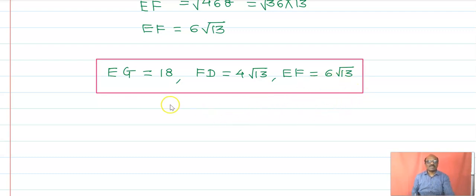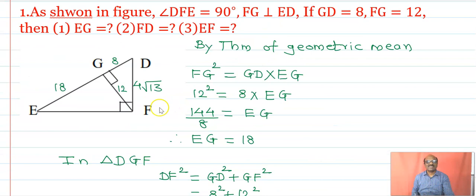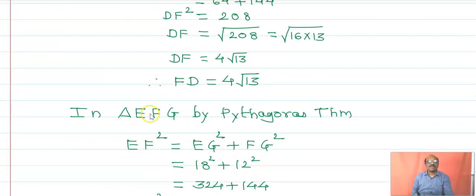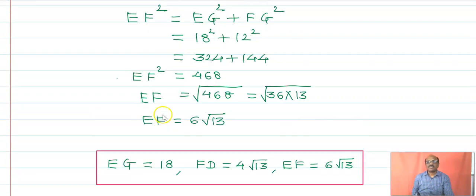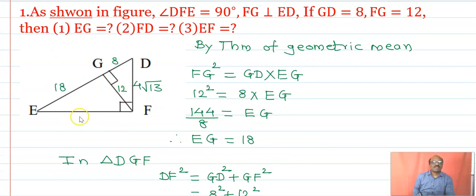I will take the next question once again. You can see this here. Complete Pythagoras आपण throughout the day वापरत असतो. EFच आपल्याला शेवटी द्यायचा आहे. That is a 6 root of 13.